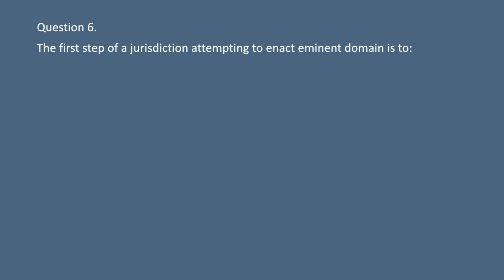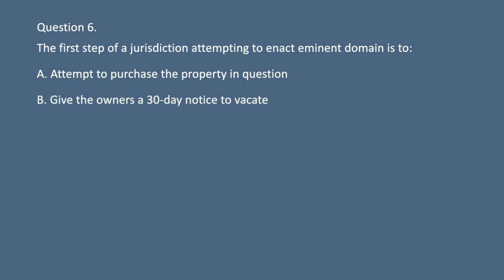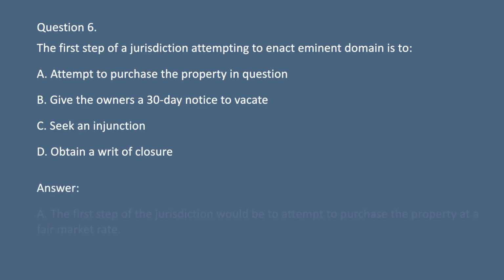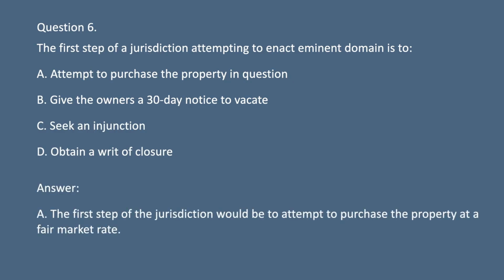Question 6. The first step of a jurisdiction attempting to enact eminent domain is to A. Attempt to purchase the property in question. B. Give the owners a 30-day notice to vacate. C. Seek an injunction. D. Obtain a writ of closure. Answer A. The first step of the jurisdiction would be to attempt to purchase the property at a fair market rate.